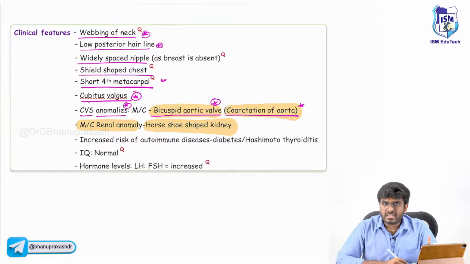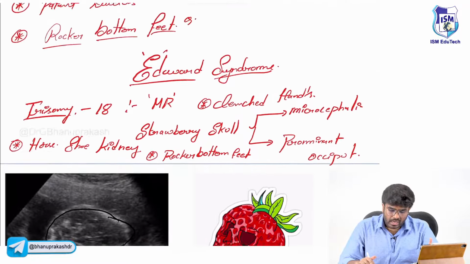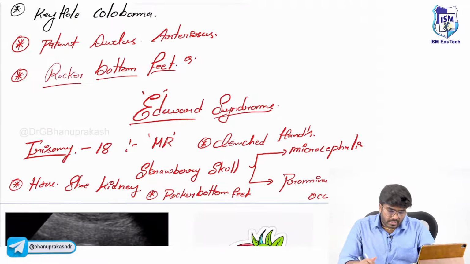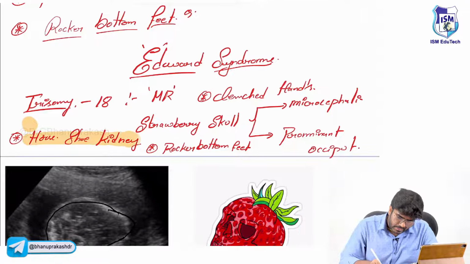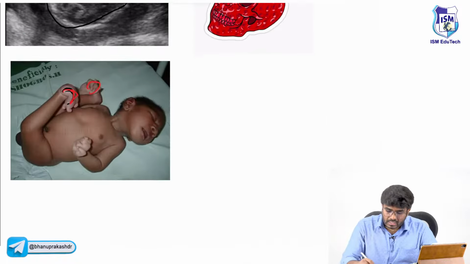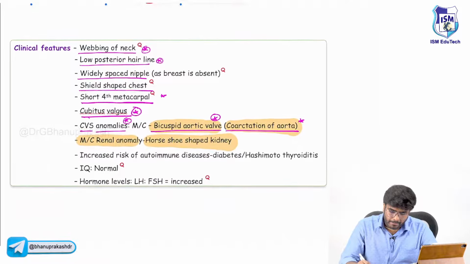Now, just now we have seen, sir, horseshoe kidney. It is seen with what? Edwards, or is it seen with Patau? Sir, look here. It is seen in Edwards, sir. Edwards syndrome patients will have horseshoe kidney, true. Even a Turner female can have horseshoe kidney.